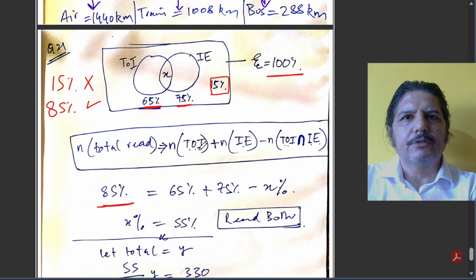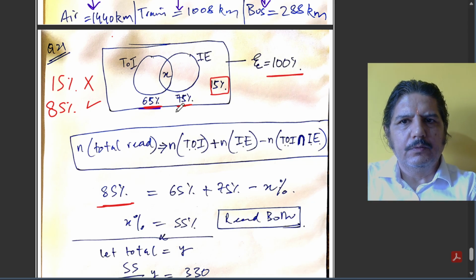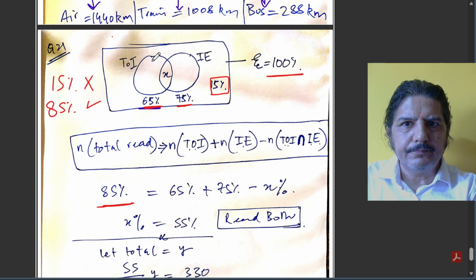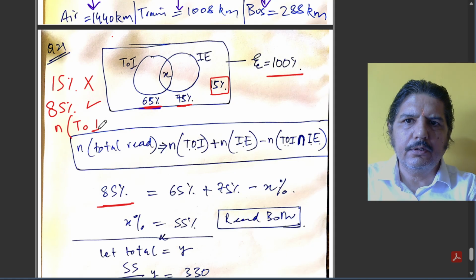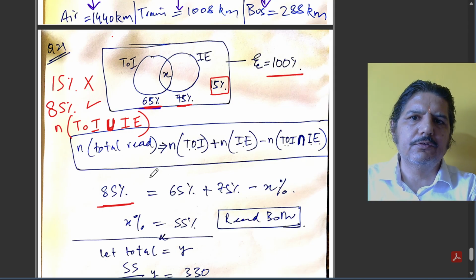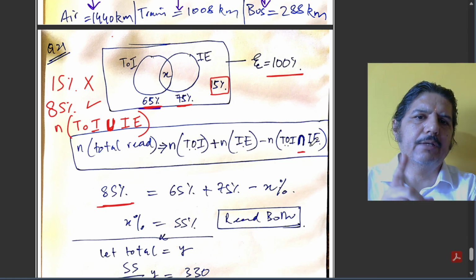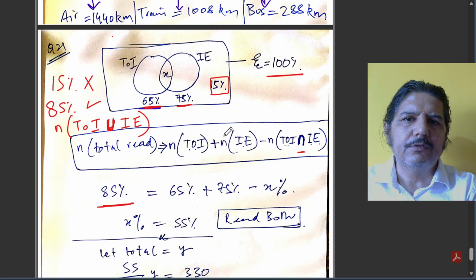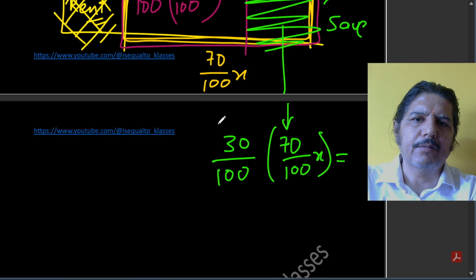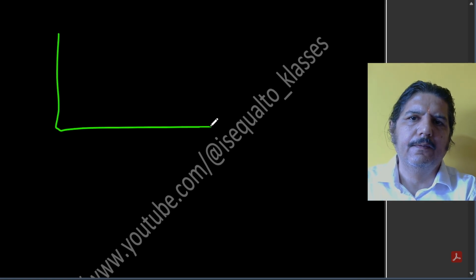So we have done this formula in Venn diagrams that this union, basically this can be written as n union of Times of India and Indian Express. So this is a union. This union is 85%. So this is equal to Times of India readers plus Indian Express readers minus intersection of Times of India and Indian Express readers. See, this is a formula. If you have done Venn diagrams, you would have seen a formula like this. I will write a formula.